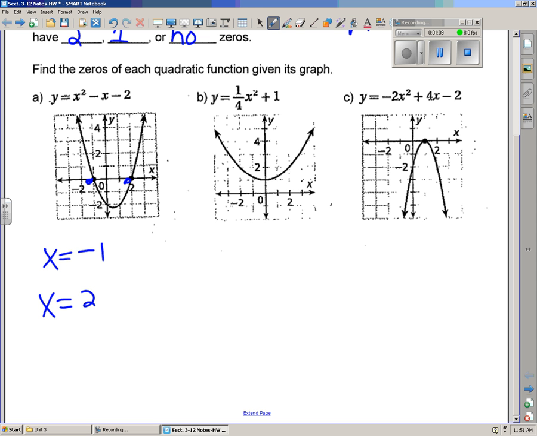If you look at the next parabola, the next quadratic equation, the graph does not cross the x-axis at all. So in this case, there aren't any zeros. And if you look at the last one, that particular equation, the parabola does cross the x-axis in one place, which is right here, and this zero happens to be a +1. So the zeros happen to be where the graph crosses, if at all, the x-axis.